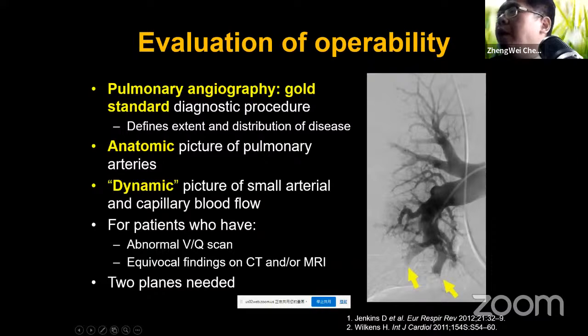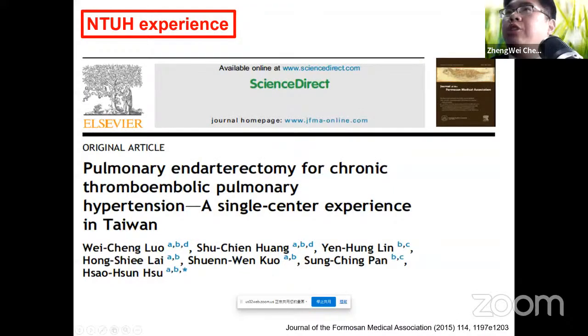So how can we evaluate the operability? Pulmonary angiography is the gold standard procedure for the evaluation of operability. It includes an anatomical picture of the pulmonary artery and a dynamic picture of small artery and capillary blood flow to evaluate the operability of CTEPH patients. Here are our National Taiwan University experiences.